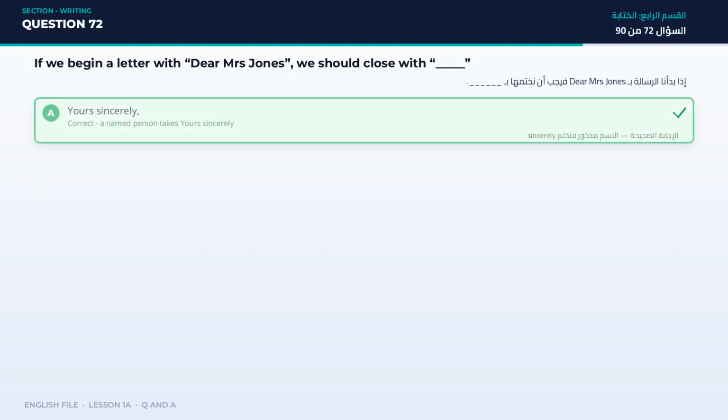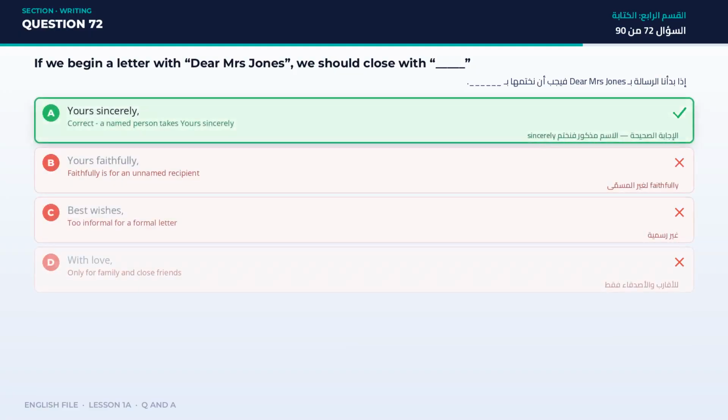The answer is A, yours sincerely. A named person takes yours sincerely. Not B, faithfully is for an unnamed recipient. C, too informal for a formal letter. D, only for family and close friends.